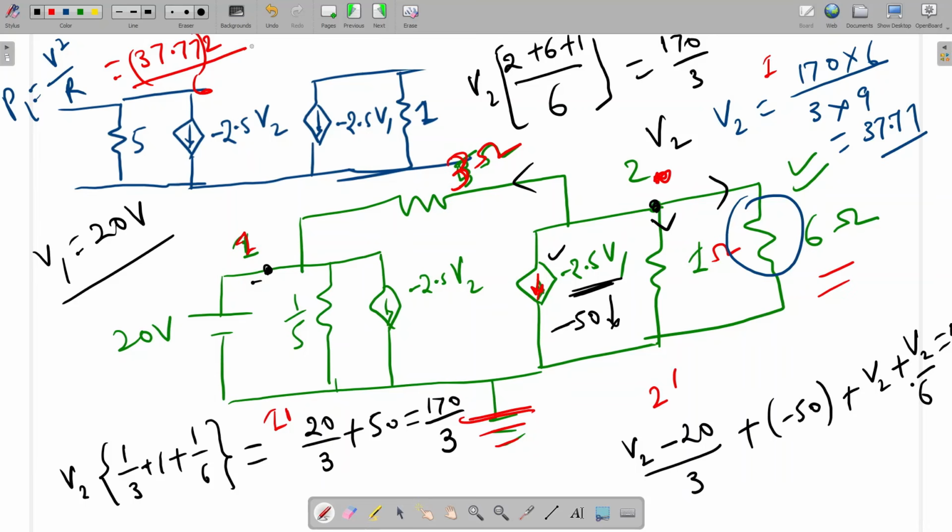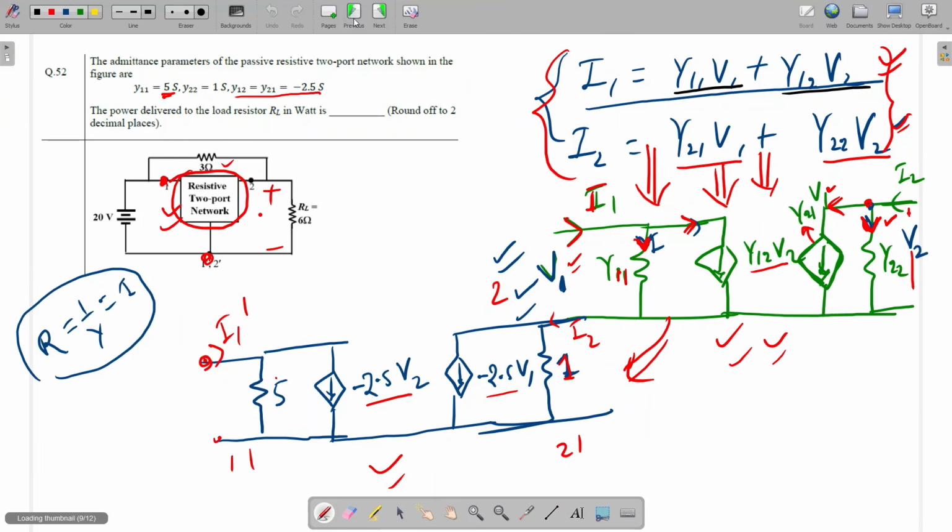In the second part of the graph, on the right side, the control voltage is minus 2.5 into V2. And on the other side, minus 2.5 into V1. This side it will be V2, this side it will be V1.